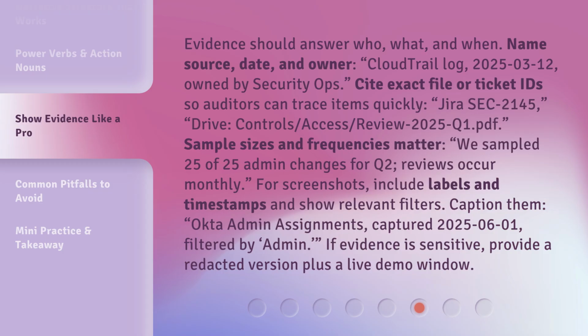Sample sizes and frequencies matter. We sampled 25 of 25 admin changes for Q2. Reviews occur monthly. For screenshots, include labels and timestamps, and show relevant filters. Caption them. Okta admin assignments, captured the 1st of June 2025, filtered by admin. If evidence is sensitive, provide a redacted version plus a live demo window.